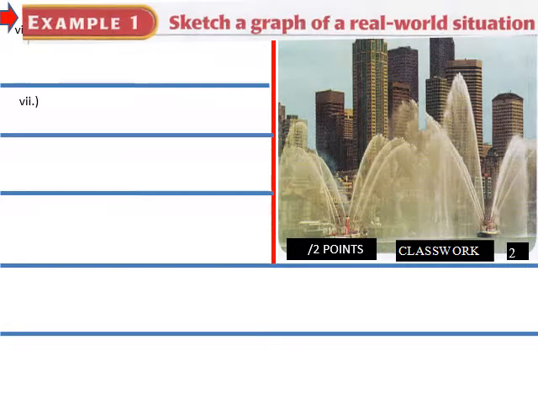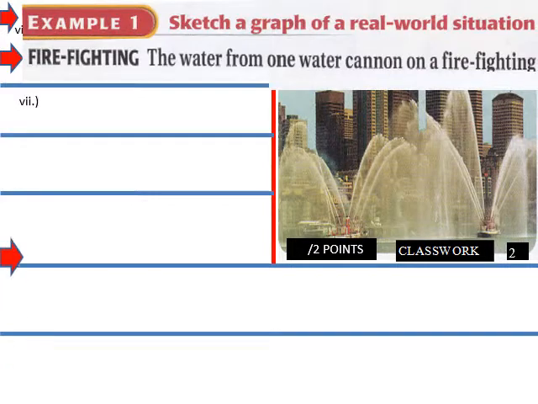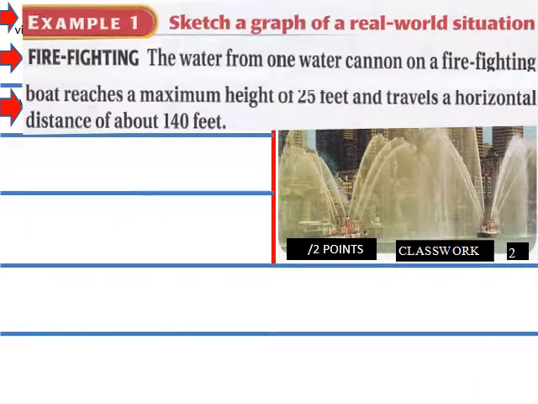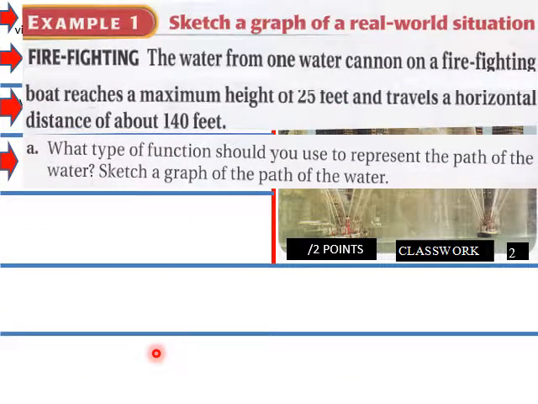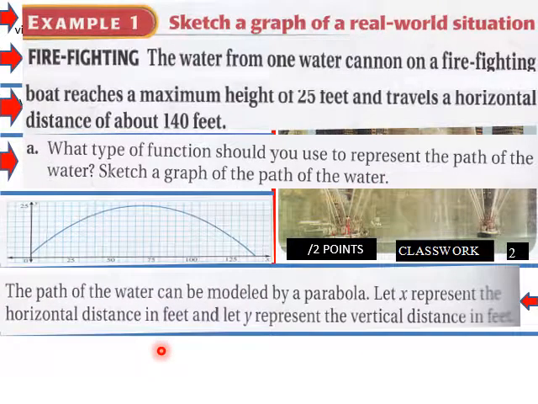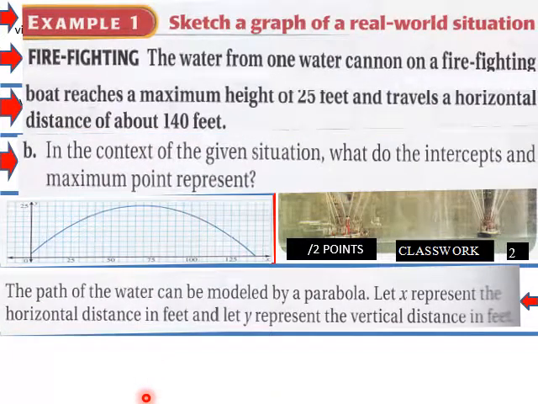Okay, example 1, sketch a graph of a real-world situation, firefighting. A firefighting boat reaches a maximum height of 25 feet and travels a horizontal distance of 140 feet. What type of function should you use to represent the path of water? Sketch a graph of the path of water. Here's an example of the path. It looks like a parabola. Let x represent horizontal distance in feet, and let y represent the vertical distance.